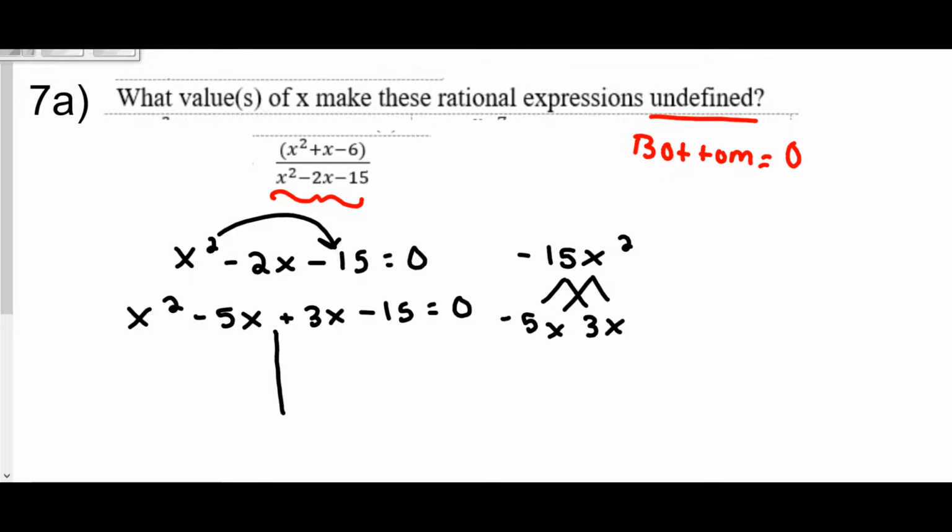Split it down the middle. Right now, you're always factoring by GCF, so I'm going to pull out a GCF of x, which leaves me with x minus 5. I'm going to pull out a GCF of 3 for this grouping, which leaves me with x minus 5. My parentheses match, so that means I did it right.